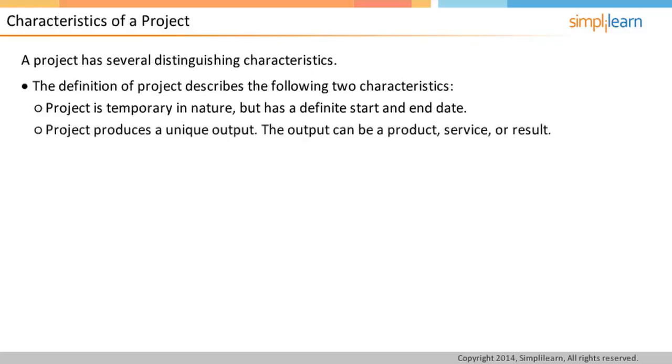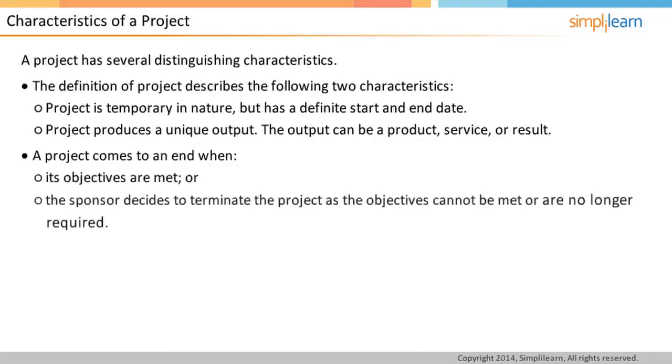Secondly, the project is supposed to produce a unique output. The output could be a product, service, or result. There can be many common activities between 2 projects, but the outcome of each project should be unique in some way or the other. Now, let us look at what marks the end of a project. A project ends when either the objectives are met or the project is terminated because the objectives will not or cannot be met. The other reason to terminate the project can be that the need for the output of the project does not exist anymore. Usually, the sponsor of the project takes a call about the closure of the project.